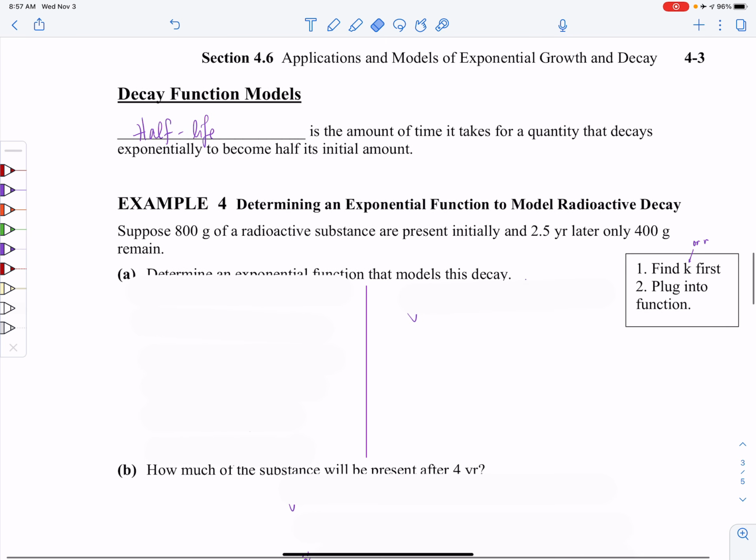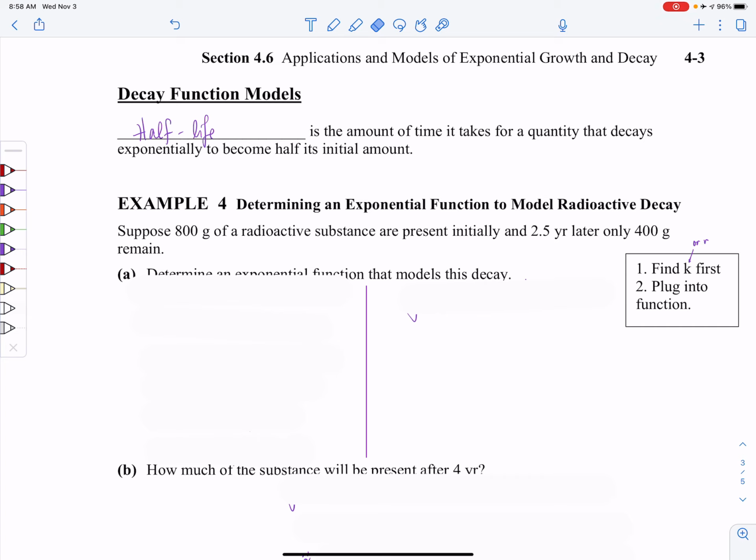All right, let's look at some decay models. Half-life is the amount of time it takes for a quantity that is decaying to become half of its initial amount. So looking at example number 4 then, suppose you have 800 grams of a radioactive substance, and 800 grams are present initially. 2.5 years later, only 400 grams are remaining.